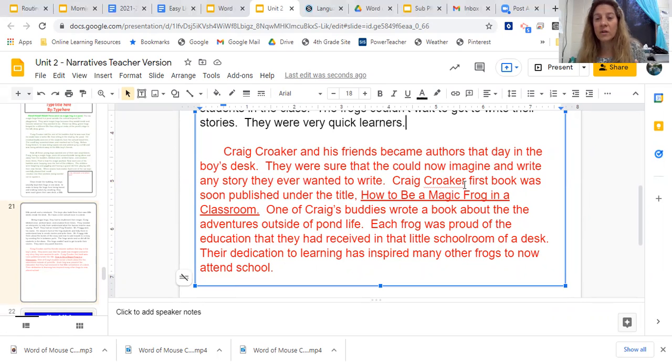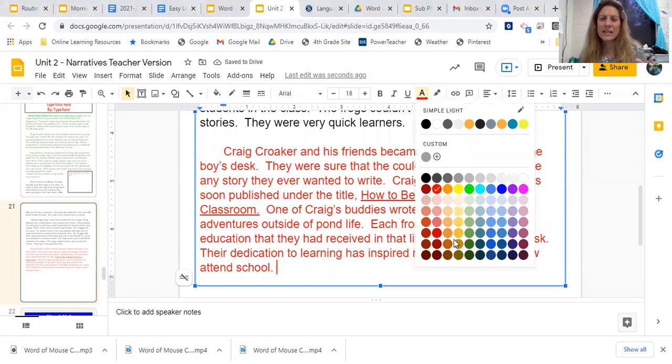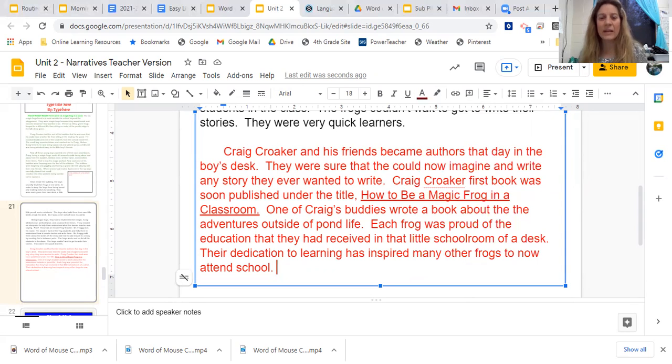Craig Croker's first book was soon published under the title, How to Be a Magic Frog in a Classroom. One of Craig's buddies wrote a book about the adventures outside pond life. Each frog was proud of their education that they had received in the little schoolroom of a desk. Their dedication to learning has inspired many other frogs to now attend school. And then I'd have to close it up with an exciting ending. And maybe I'm going to tie it all together. I'm going to make it a darker red so I know what my exciting ending is.